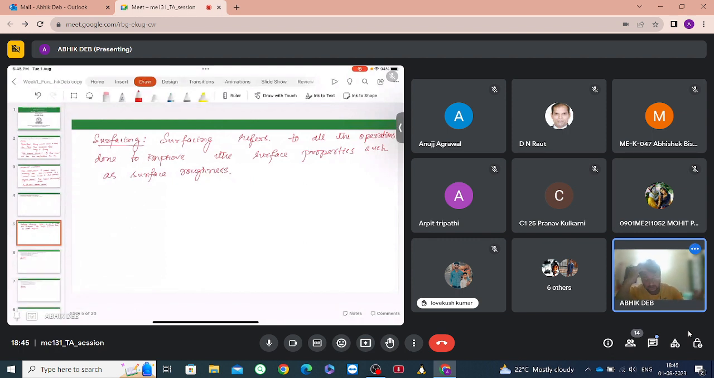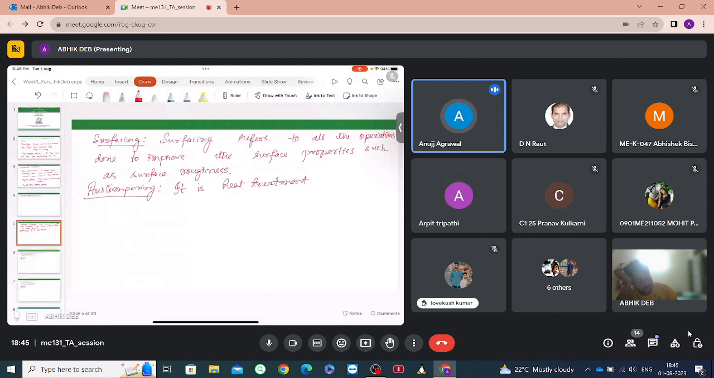Then coming to austempering. Austempering is a heat treatment process. Do you know what a heat treatment process is? What happens in a heat treatment process? Yes, it is about the recrystallization temperature. Yeah, it is partly correct.